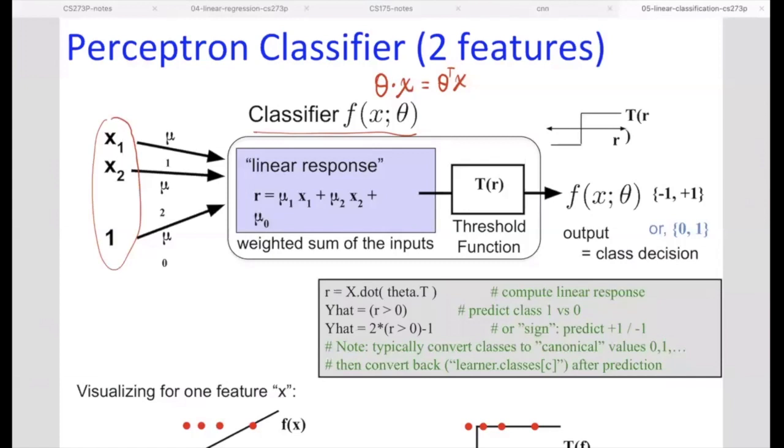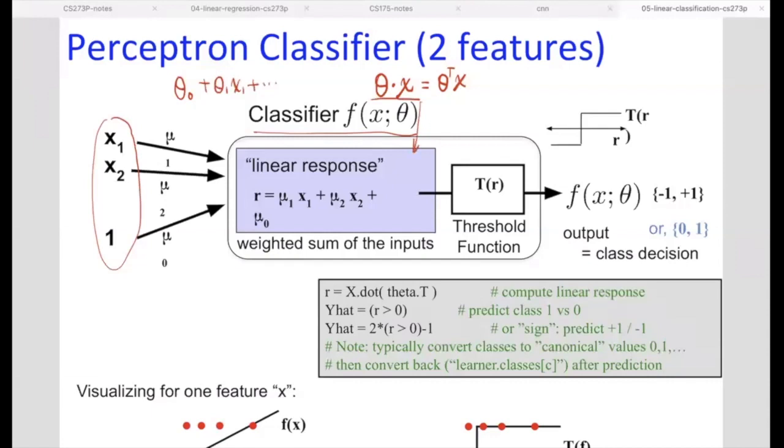So x is n-dimensional. For now, I assume x has already been augmented with a constant feature so that I do not need to specifically write down the bias term. In general, I might need to write θ0 plus θ1 times x1 and so on. But if I assume my feature vector has already been augmented with a constant 1 as the first feature, then I can simply write that as theta dot x, or theta transpose x. So this is my score function and linear response.